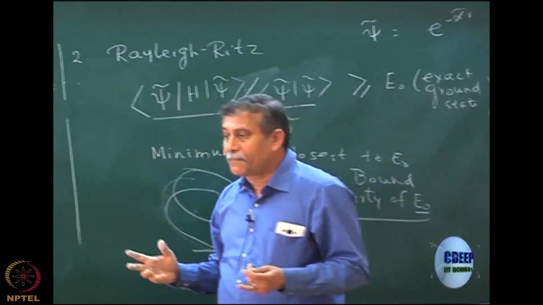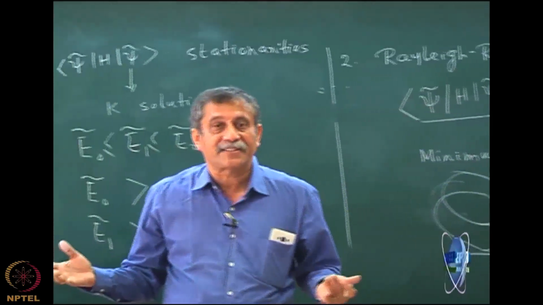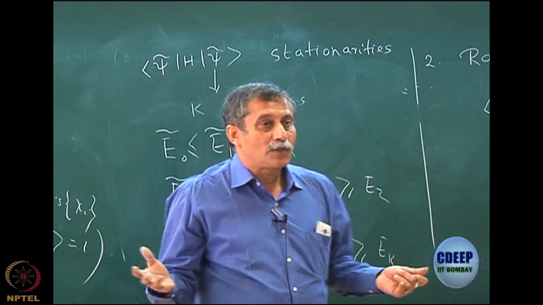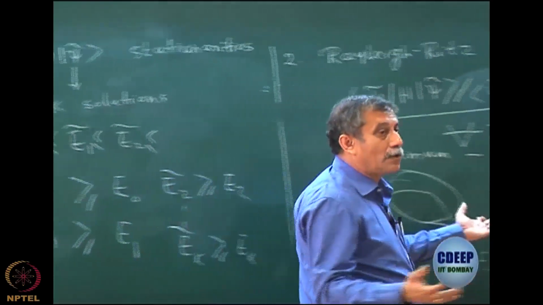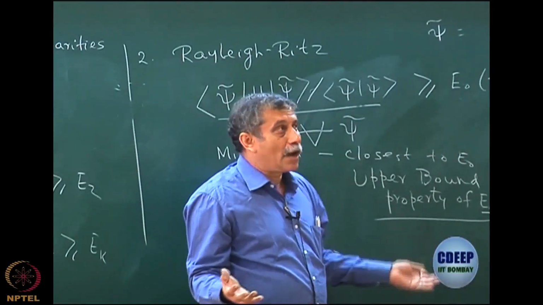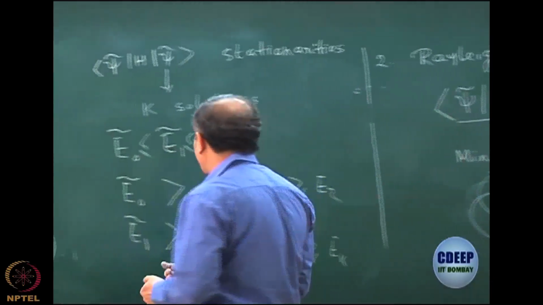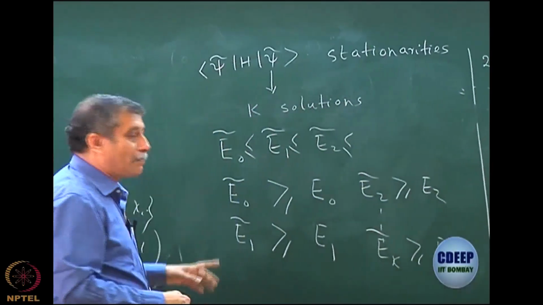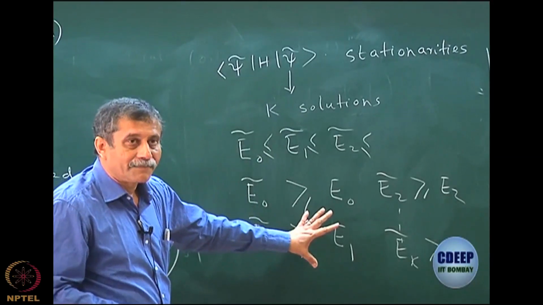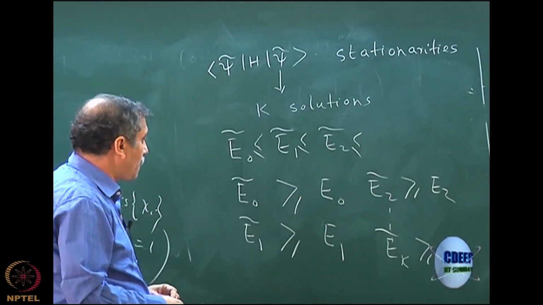Because many times in chemistry we are interested in excited states. So far my bound property was only for the ground state, and now remarkably in the linear variation I have an upper bound property for excited states. So this is a very, very interesting problem.